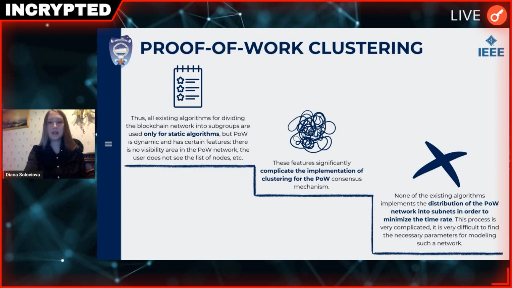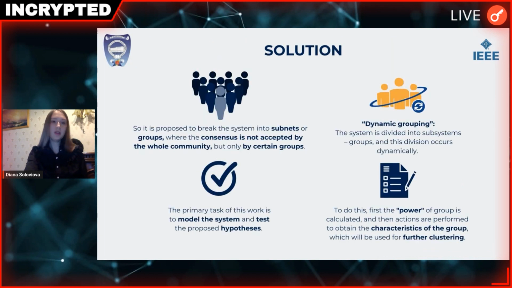The process is really very complicated, and it is very difficult to find the necessary parameters for modeling such a network. So it is proposed to break a system into subnets or groups where the consensus is not accepted by the whole community, but only by certain groups. The primary task of this work is to model a system and to test the proposed hypothesis. One of the key mechanisms in this work is the idea of dynamic grouping. The system is divided into subsystems, groups, and this division occurs dynamically.